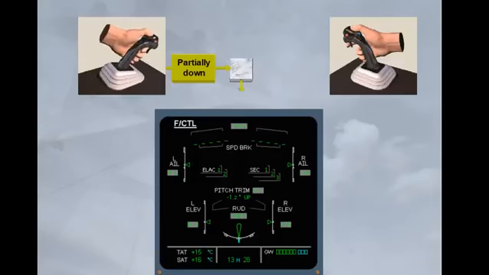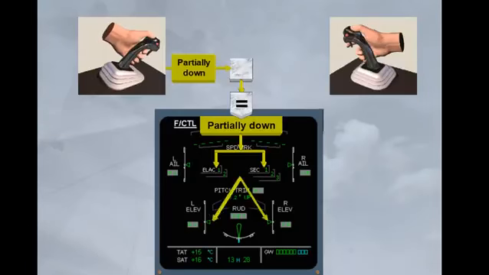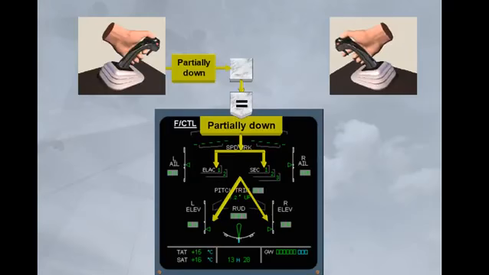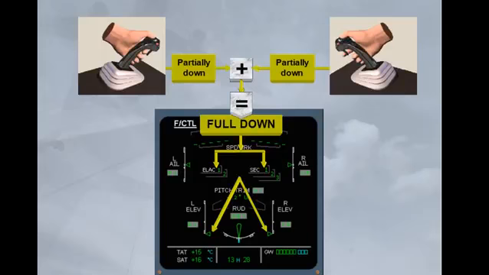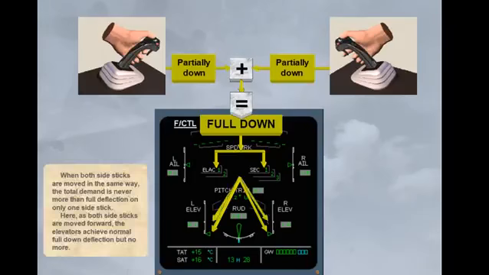If both side sticks are moved in the same way, the total demand is never more than full deflection on only one side stick. Here, as both side sticks are moved forward, the elevators achieve normal full down deflection, but no more.